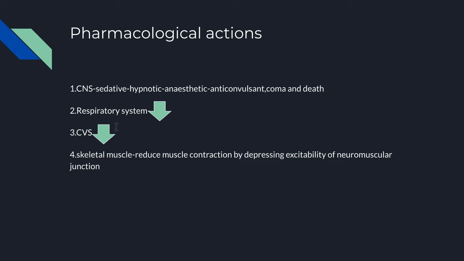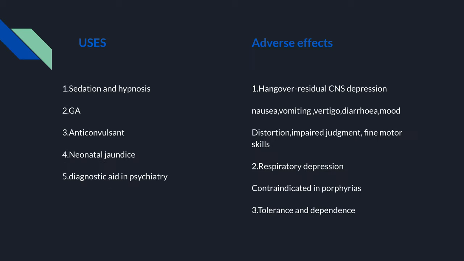On the respiratory system, they have a depressant effect. They suppress the chemoreceptor response to carbon dioxide, and large doses lead to respiratory depression and death. At the CVS, at low doses, they have insignificant effects, but at larger doses, they cause circulatory collapse due to medullary vasomotor depression. At the skeletal muscle, they reduce muscle contraction by depressing excitability of the neuromuscular junction.